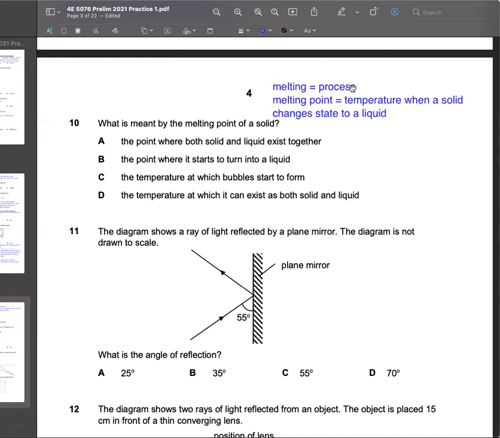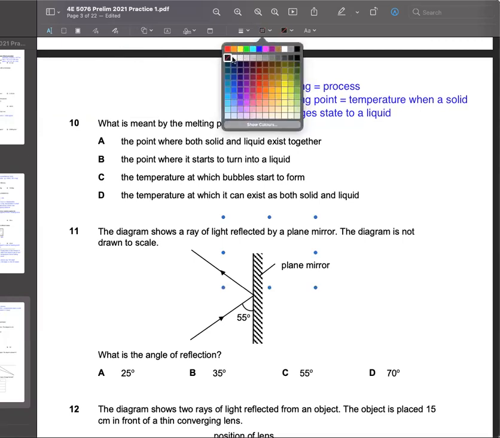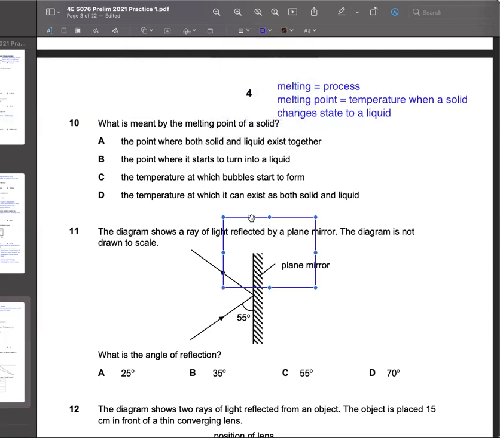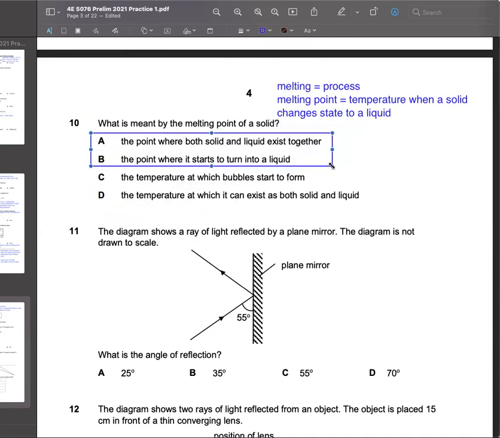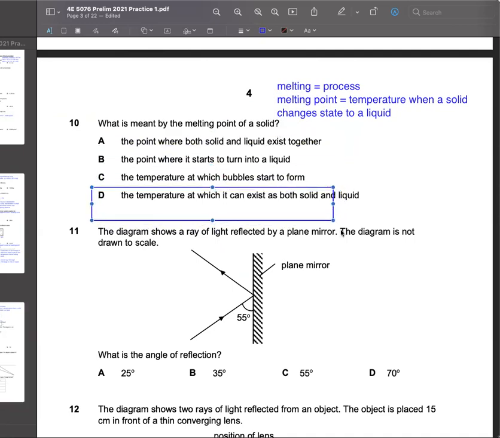Okay, so in this question, the answer cannot be A and B. A and B will not be accepted because it's a point. So the best answer here is D.